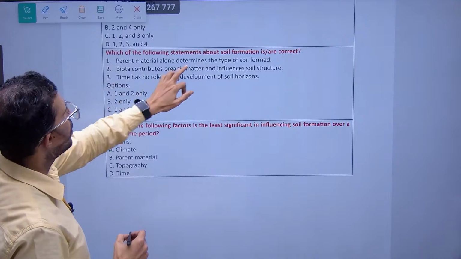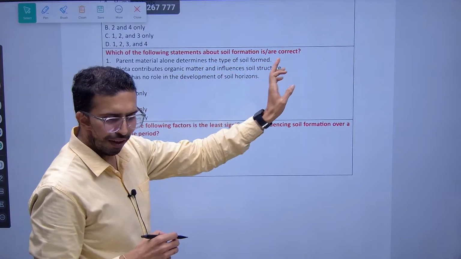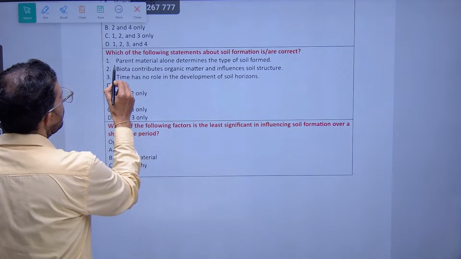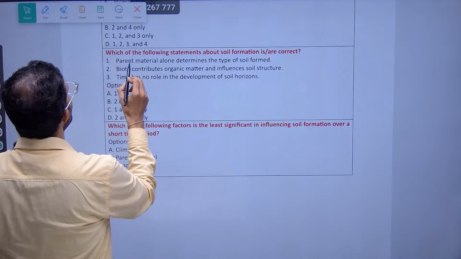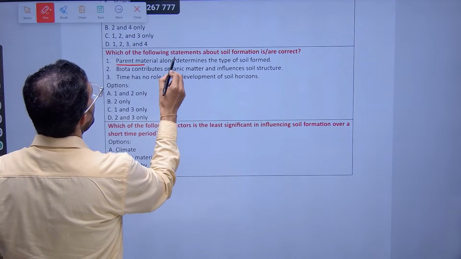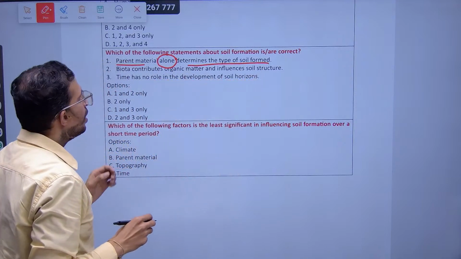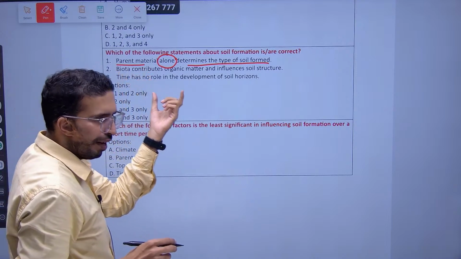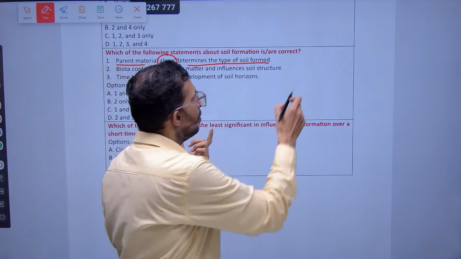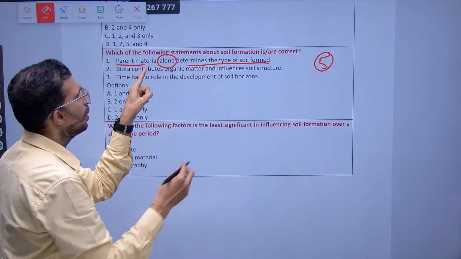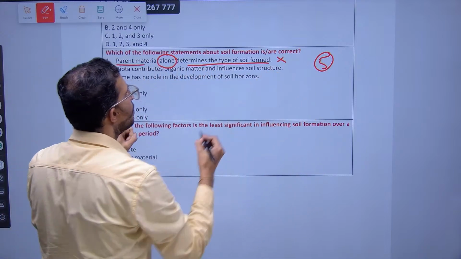Then which of the statements about soil formation is/are correct? Read the question or the statement carefully. Parent material alone determines the type of soil formed. The parent material is the sole factor for the formation of soil? No. We have seen the 5 major factors and the parent or the rock material is one of them. So this will be incorrect.